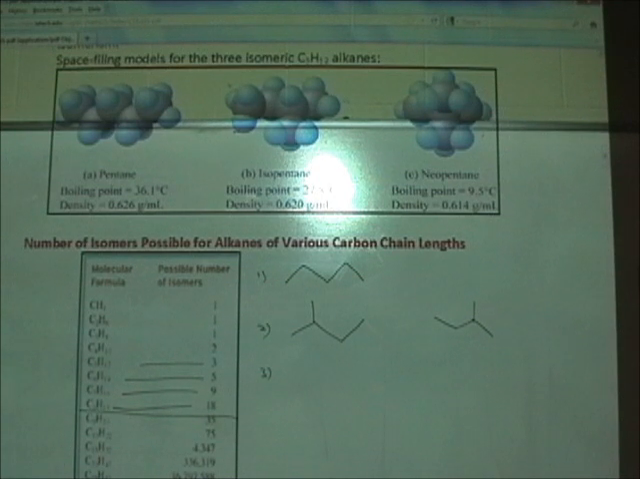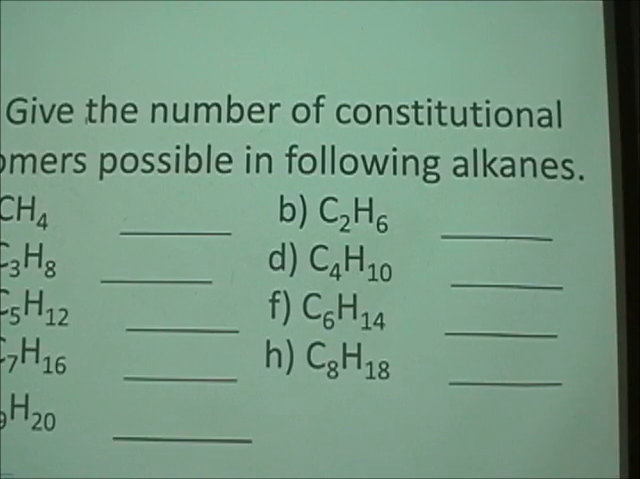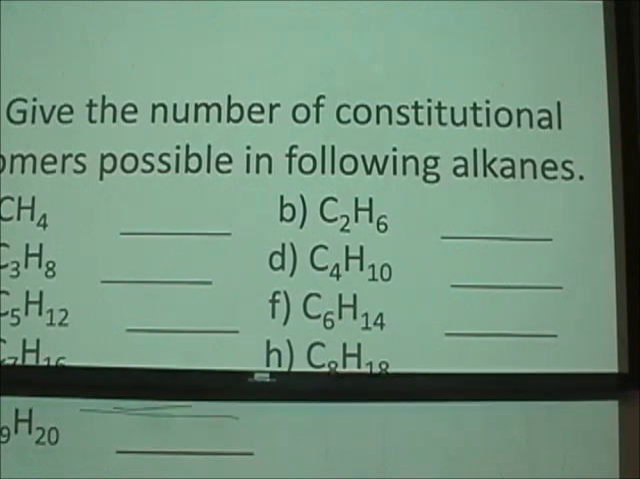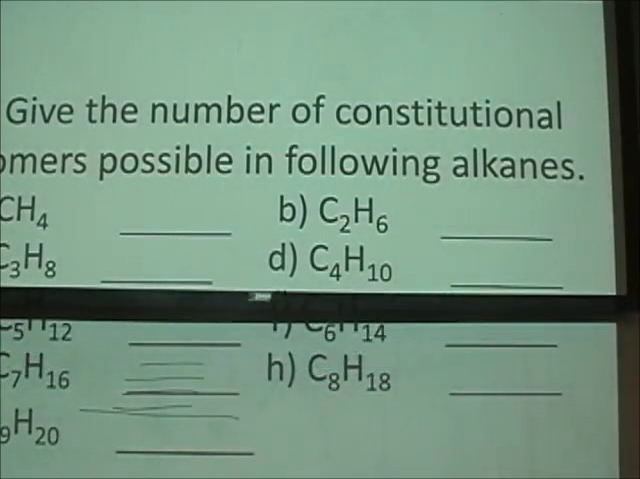There's a question later where we ask how many isomers are possible. If you remember the one that we did before, the question is, give the number of constitutional isomers possible in the following alkane. What would be the CH4, 1 carbon atom alkane? There's only 1.